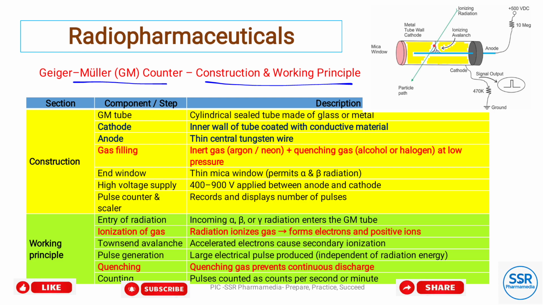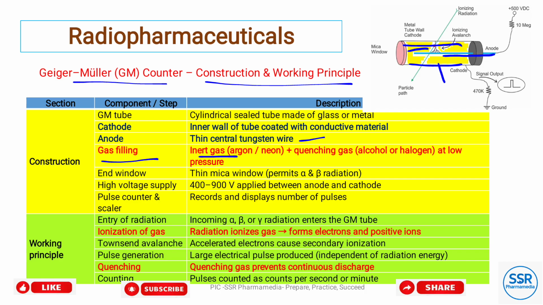The component of this GM counter is the GM tube, a glass cylindrical tube. It has an anode and a cathode. The center rod acts as the anode and the cylinder of the tube acts as the cathode. The inner wall of the tube is coated with a conductive material, and a thin central tungsten wire acts as the anode.